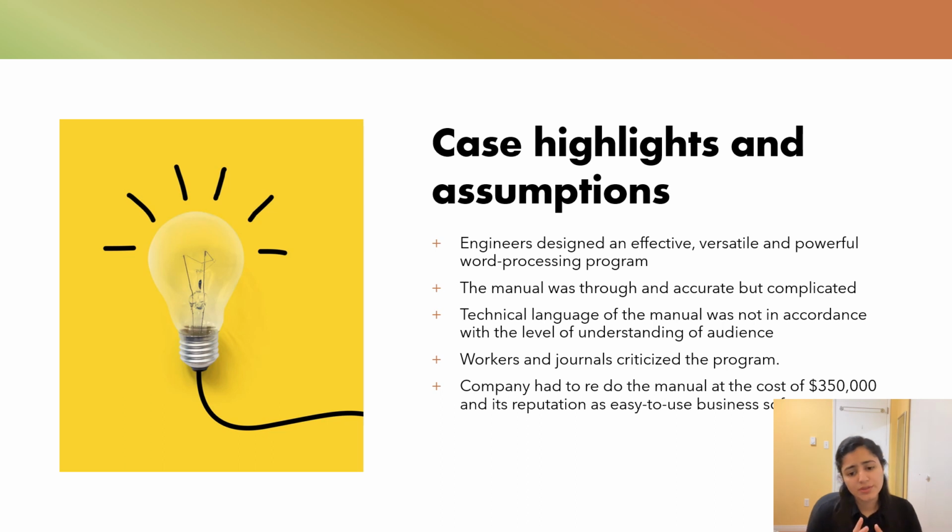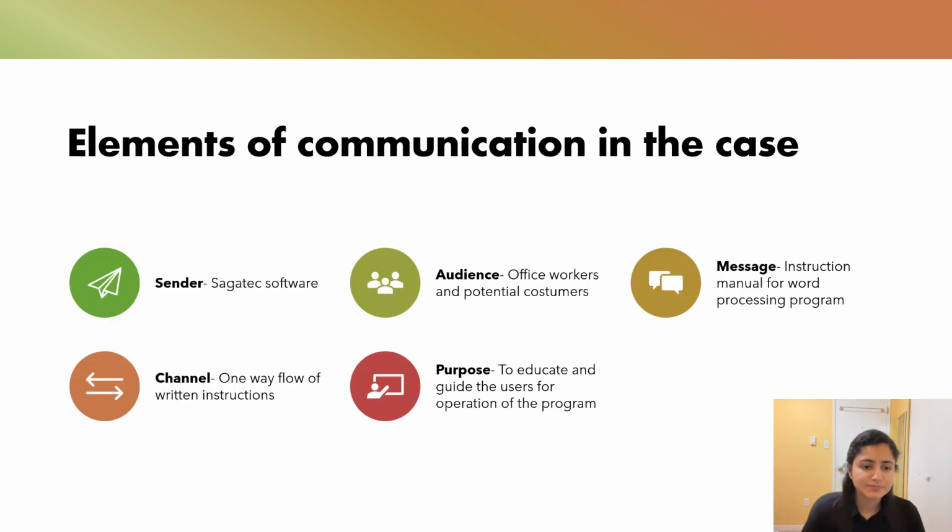So, what were the elements of the communication in this case? The elements of the communication, according to me: the center was the Sagatec software, the audience was the office workers and the potential customers. The message was the instruction manual for the word processing program, and the channel was just the one way flow of written instructions. And the purpose was to educate and guide the users for the operation of the program.